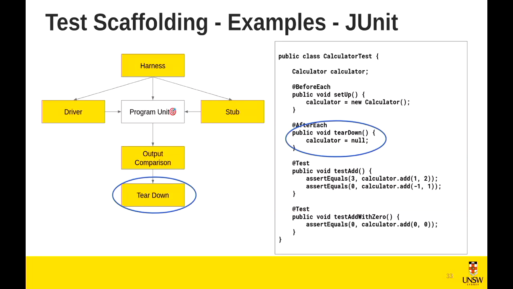And this one here, the actual calling location, is put in one line with the assertions. This one here is the driver, or the program unit we want to test. And the assertion here is obviously the output comparison. So we can find the structures in JUnit as well.